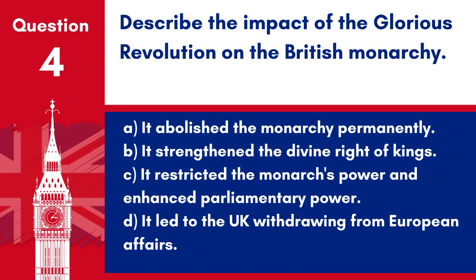Question 4. Describe the impact of the Glorious Revolution on the British monarchy. A. It abolished the monarchy permanently. B. It strengthened the divine right of kings. C. It restricted the monarch's power and enhanced parliamentary power. D. It led to the UK withdrawing from European affairs.